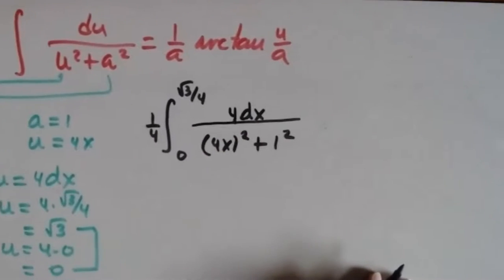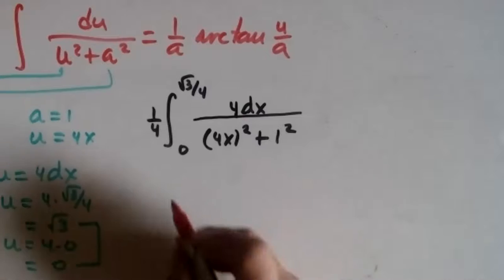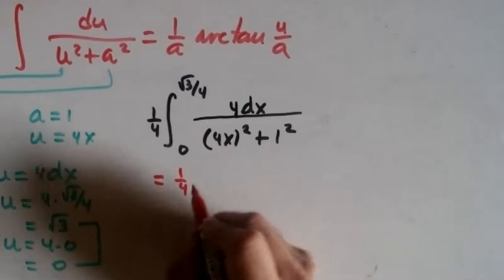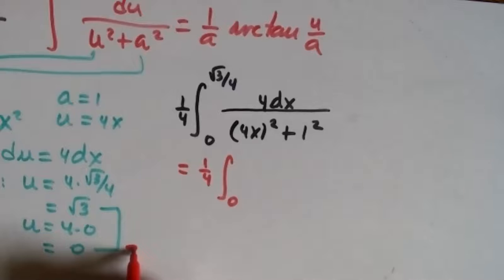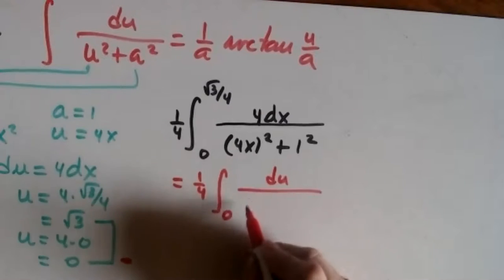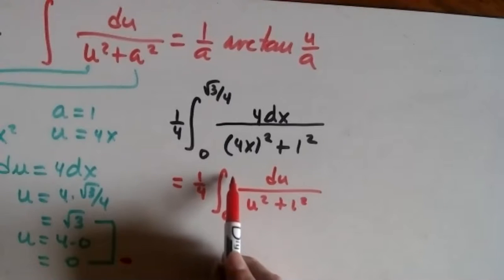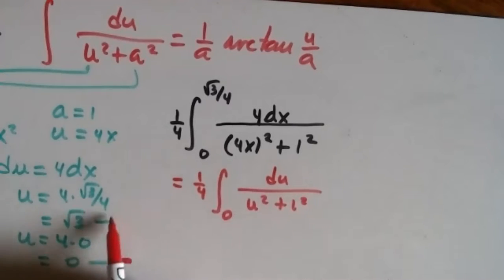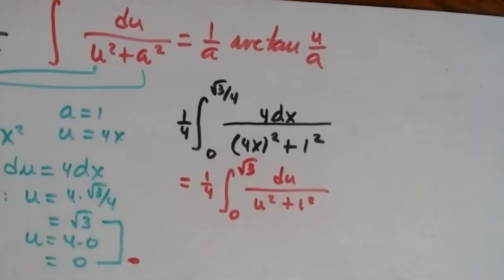Then what I'm going to do only is, okay, this is going to be 1/4 the integral. Now, from 0, this limit of integration, and now, because I'm going to change to du, I'm going to put here u squared plus 1 squared. Now, I'm going to put here values of u because I changed the variable already. So the u is the square root of 3 at the top, the square root of 3.